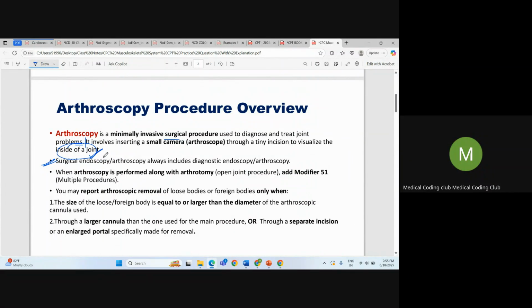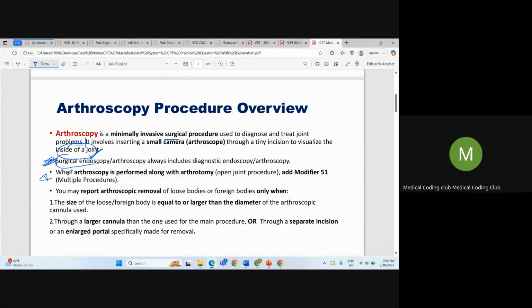The difference between diagnostic and surgical is that diagnostic is for screening, and surgical is the actual procedure. Once they understand the abnormality, they are going to treat it. While treating, that is considered surgical arthroscopy. So first they are visualizing and understanding the abnormality, then they immediately perform the surgical arthroscopy procedure. Then you just have to code surgical arthroscopy. You don't have to think about the diagnostic, because it is an integral part of the procedure. This guideline is important.